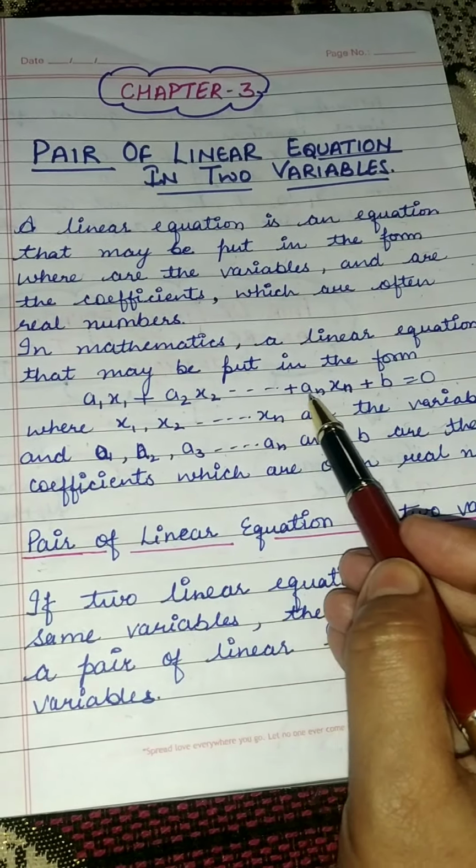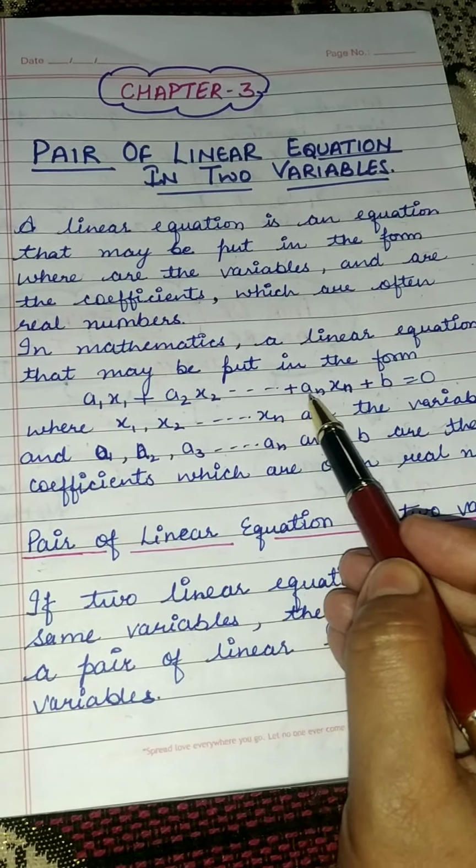These are the coefficients. We have done coefficients in the polynomial chapter also. Real numbers means constant terms. So what are the constant values? Those whose value cannot be changed. Constant. If 2 is there, we cannot change its value. Its value will remain 2 only.